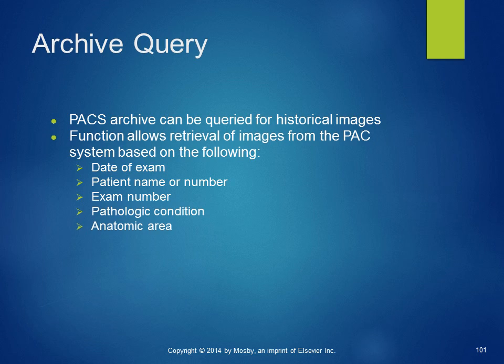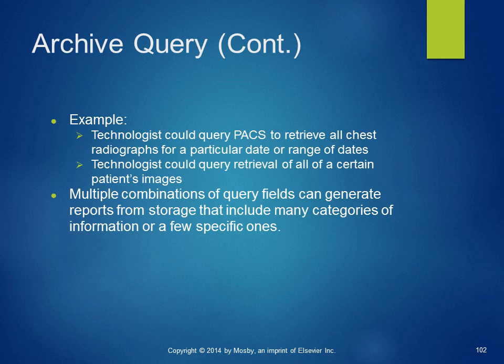Archive query. The PACS archive can be queried for historical images. The function allows retrieval of images from the PACS system based on the following: date of exam, patient name or number, exam number, pathological condition, or an anatomical area. For example, a technologist could query PACS to retrieve all chest radiographs for a particular date or range of dates. A technologist should query retrieval of all of a certain patient's images. Multiple combinations of query fields can generate reports from storage that include many categories of information or a few specific ones.